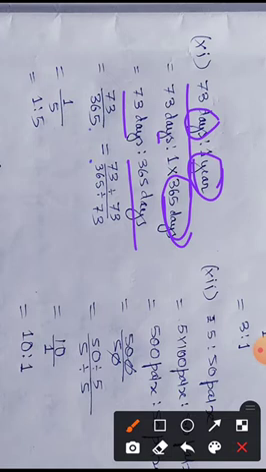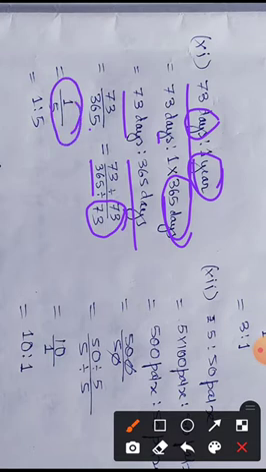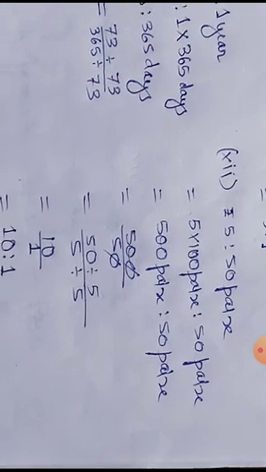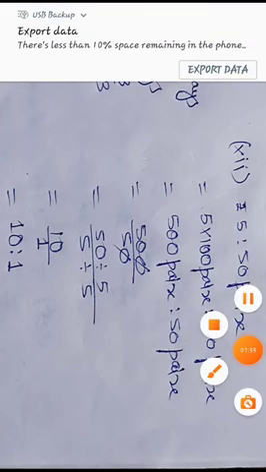73 divided by 365. See, if you try to divide both the numbers by 73, your answer will come 1 by 5, which is 1:5, which is also in the standard form. You cannot divide it further. So let us go to another question. The next question is question number 12.